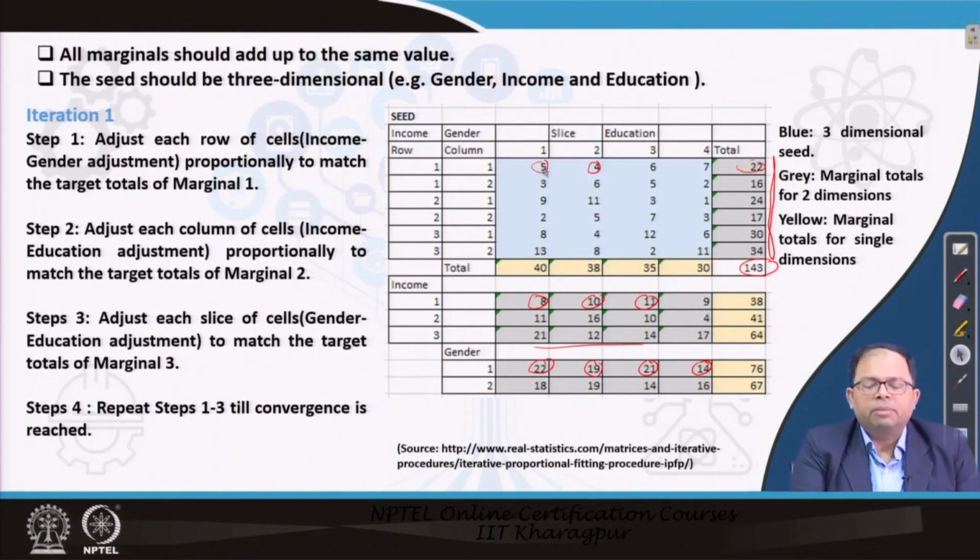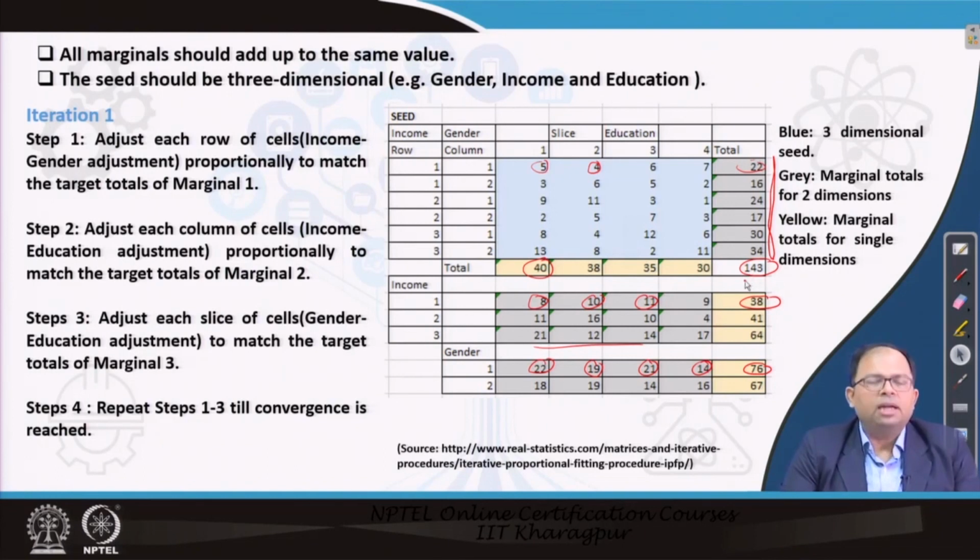For each of these groups, we can predict the number of households in that particular zone if we have the marginals for all these groups. And these yellow ones are the totals for single dimensions. That means 40 is the total number of people of education group 1. 38 is the total number of people of education group 2. Similarly, 38 is the total number of people in income group 1, and 76 is the total number of people in gender group 1. So all of them should also add up to 143.